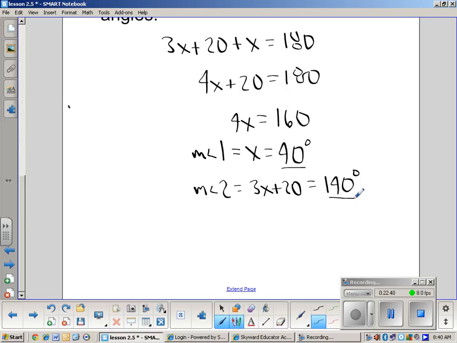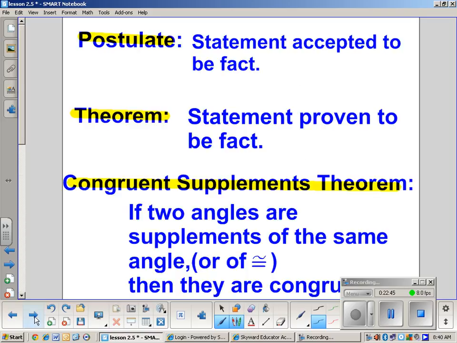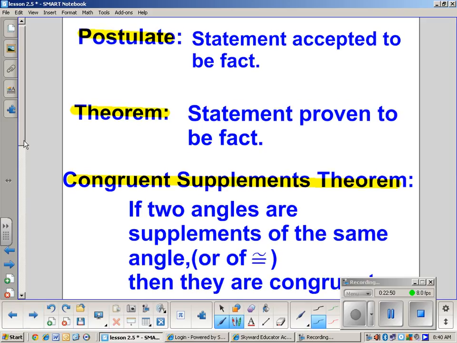Anybody not finished? A couple things that we need to make sure we understand. We've had some postulates and theorems already. We've not officially told you the difference between a postulate and a theorem, so we had to throw that in here today. Then we have the congruent supplements theorem and the congruent complements theorem. A postulate is a statement accepted to be fact, meaning we don't try to prove it, we just accept it's fact. A theorem is a statement that we can prove to be fact.